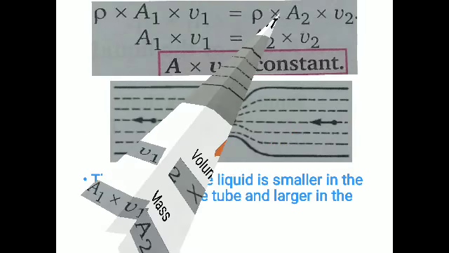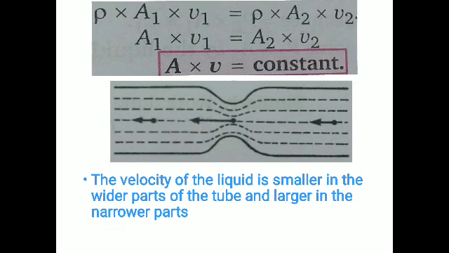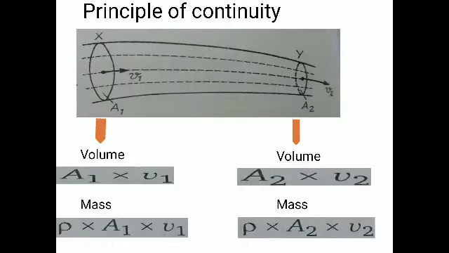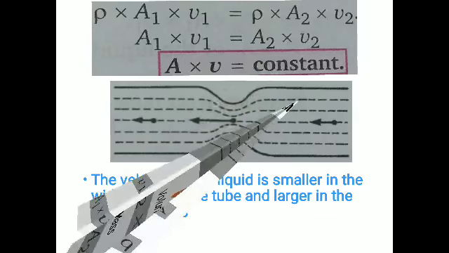With this, you can look at this one. According to this theorem, what is said is that the product of velocity and cross-section area is the same at each and every point. So that is what is written over here.